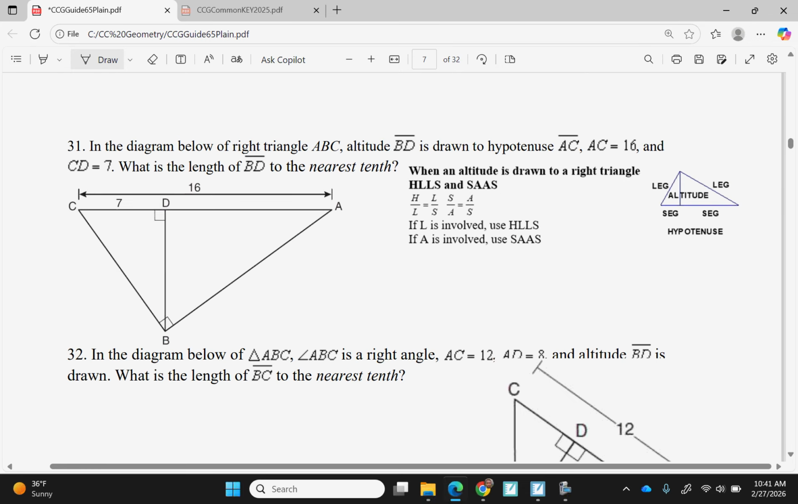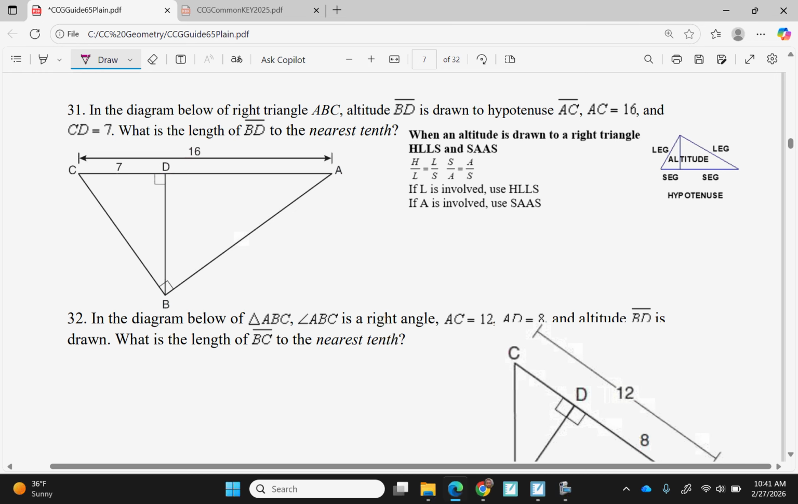Now, if I take a look at number 31 here, it's the same picture. It's upside down. It's going to be okay. It's just upside down. L involved or A involved? Well, there's no L involved here. Is there an A involved? Yes. And again, you can refer to this picture. So if there's an A involved, I'm going to use Sass.